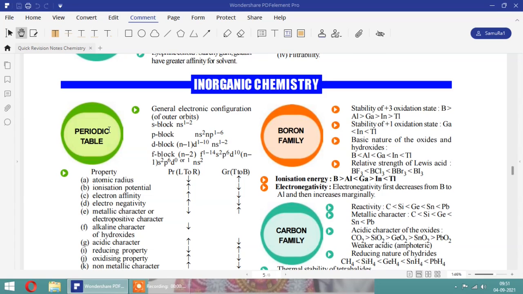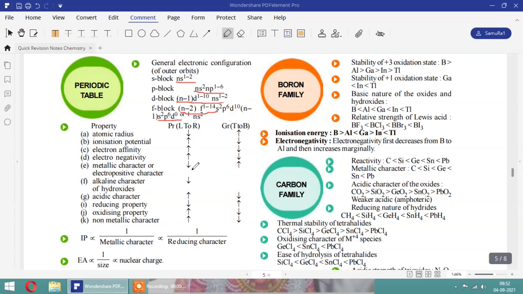First, periodic table. General electronic configuration of s orbital is ns1 to 2, p orbital ns2 np1 to 6, d orbital (n-1)d1 to 10 ns1 to 2. For f block, (n-2)f1 to 14 (n-1)s2 p6 d0 or 1 ns2. Here you remember this table.